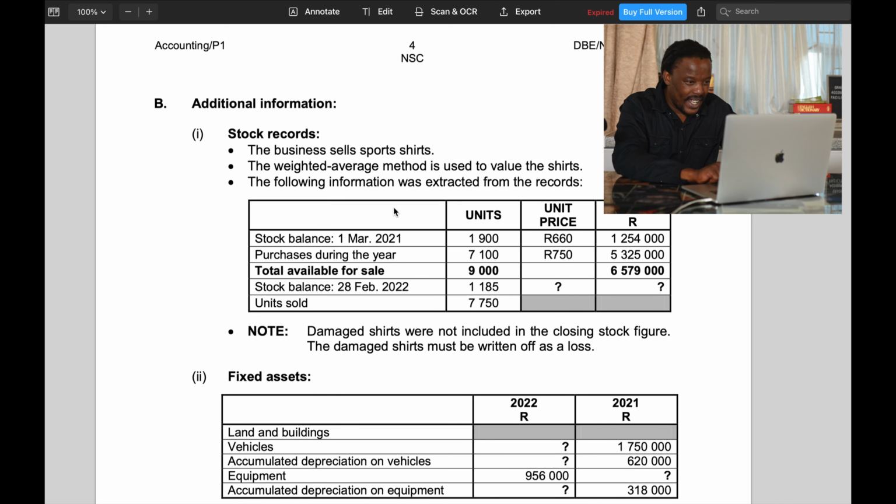But now, in this instance, we are given the stock records. The business sells sports shirts. The weighted average method is used to value the shirts. Weighted average method is used. The following information was extracted from the records. Stock balance at the beginning of the year, purchases during the year, stock available for sale.